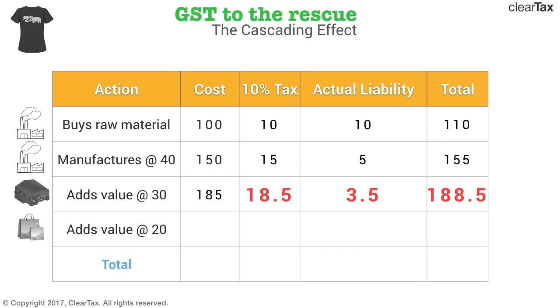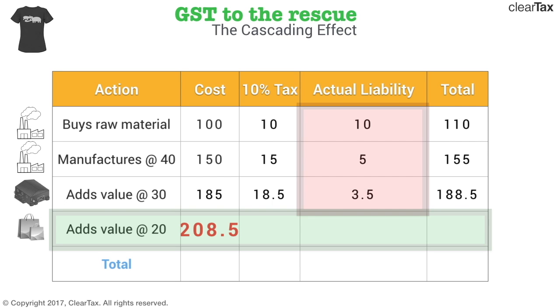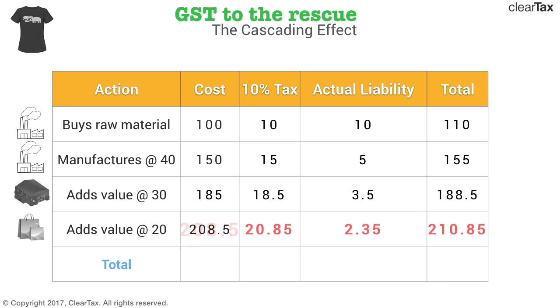The total cost at this stage of our shirt is 188.5. So the cost after retail process is over is 208.5, 188.5 plus 20. At this stage, 208.5 includes tax of 18.5, 10 from raw material, 5 from manufacturing and 3.5 from wholesaler. Same process as we did for manufacturing and wholesaler. 208.5 would attract a tax of 20.85, but because 208.5 already includes tax of 18.5, the retailer can claim input credit of 18.5 and his net liability payable to the government would be 20.85 minus 18.5, that's 2.35.